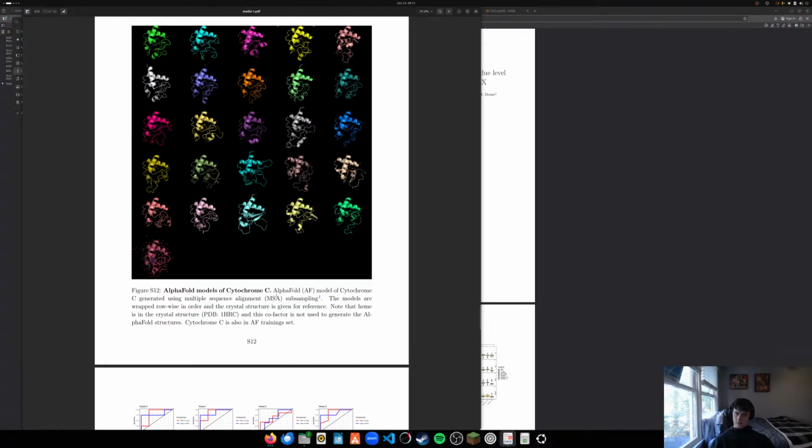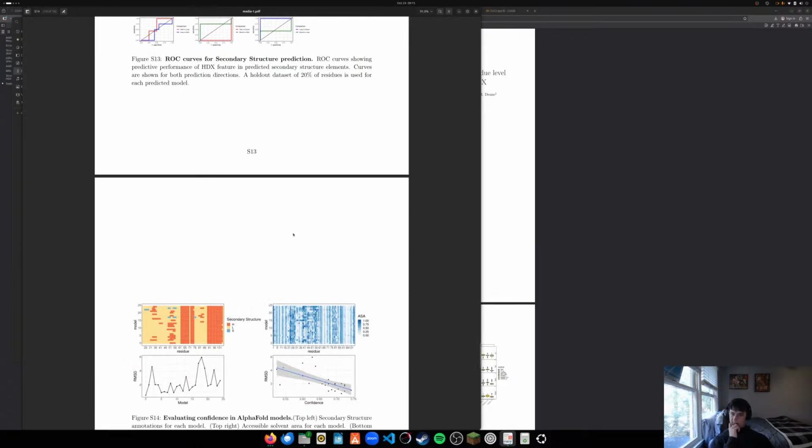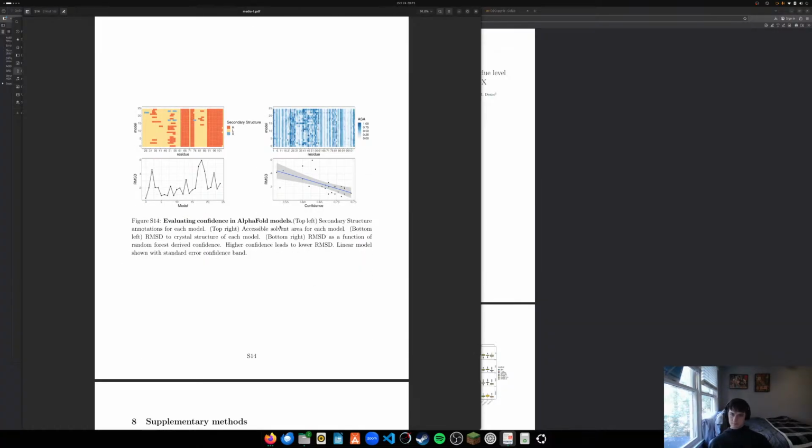It's the cofactor. RC curves. Huh. So you can predict secondary structure elements, I guess, with HDX. It's kind of interesting. Oh, that's cool. So they're correlating confidence with solvent accessibility surface area.